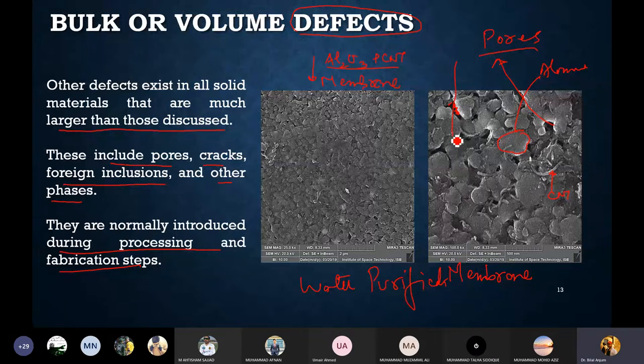Water passes through this membrane and gets purified. So you need to have a certain amount of pores present in order to have a good flux of water. If there were no pores, the water would not be able to filter through or pass through this membrane. So you need to have strength as well as a certain amount of pores as a defect in order to have a good flow of water through the membrane, as well as purification of water as it passes through the membrane.